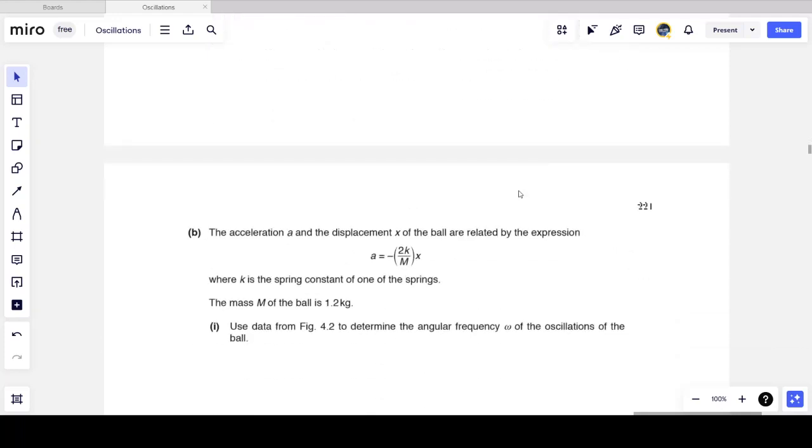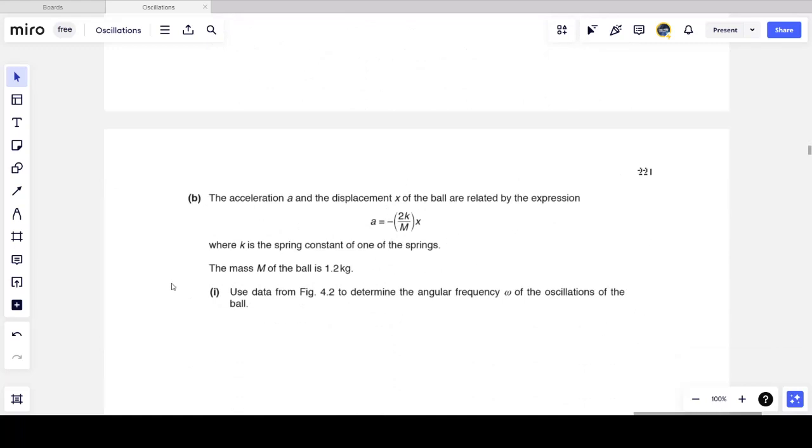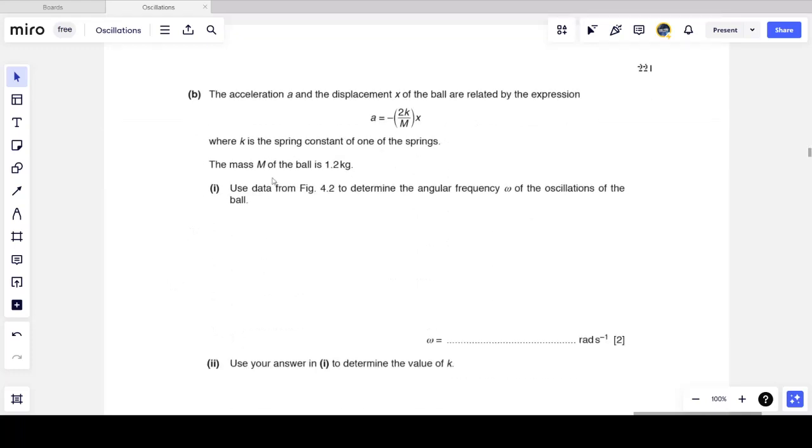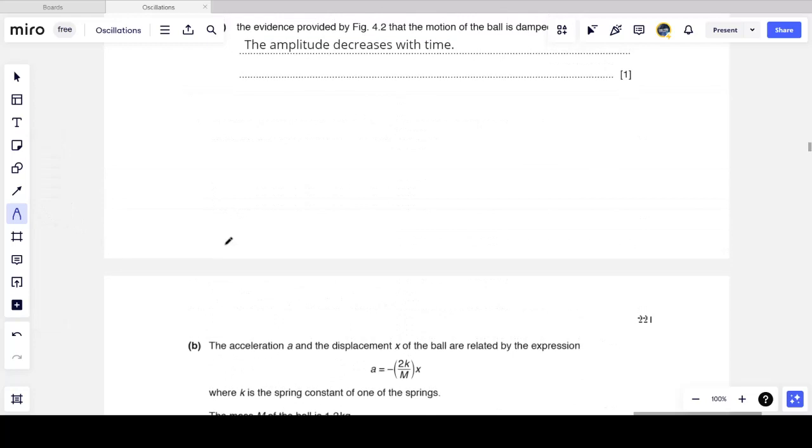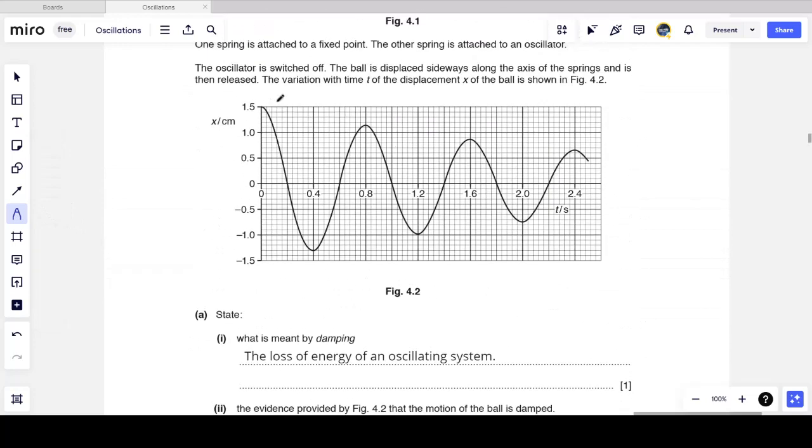We are then told that the acceleration a and the displacement x of the ball are related by an expression. a is minus 2k over m times x, where k is the spring constant of one of the springs, and the mass m of the ball is 1.2 kg. And we want to use data from the figure to determine the angular frequency of oscillations of the ball. So don't be worried, although this is not simple harmonic motion, there's still a constant period to this motion. And if I look for this period, what I find is that this period is 0.8 seconds.